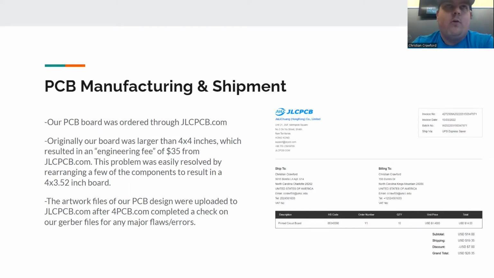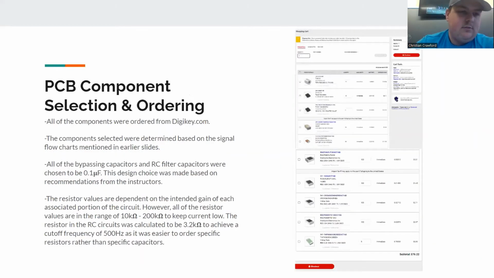The reason we ordered so many boards is, one, so everybody on the team could have one at the end, kind of to look back and remember what we've done in here. And second, the boards were super cheap, and plus we wanted to have, in case we messed 1 or 2 up, which we ended up doing once. It's always good to have extras. So all of the components were ordered from digikey.com.